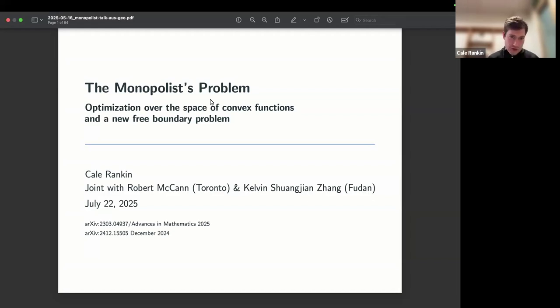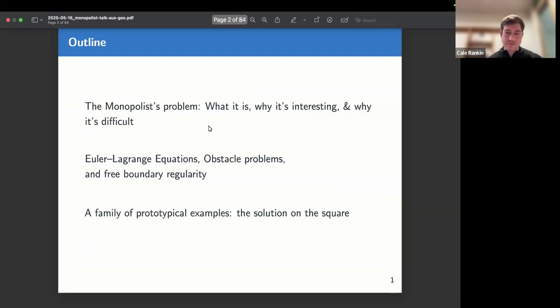So I've called this talk, it's got the subtitle Optimization over the Space of Convex Functions and a New Free Boundary Problem. And that's already hinting at some of the key things in today's talk. We're going to be talking about a free boundary problem, which is not so well known. And we're going to be talking about optimization over the space of convex functions.